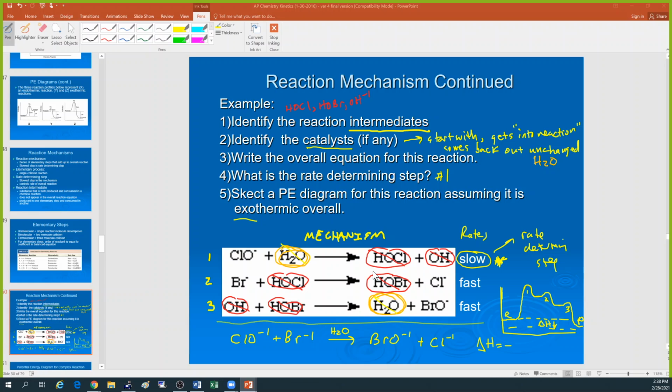So this gives us at least the initial defining characteristics of what a mechanism looks like. The next thing I want to do is show you that we can now tie a mechanism to a rate law. This is the part where it really gets interesting.